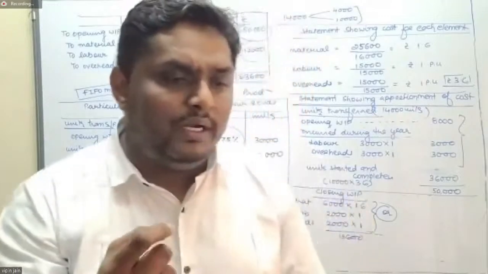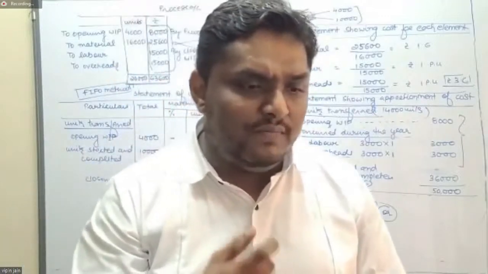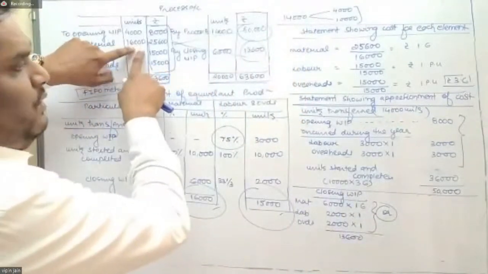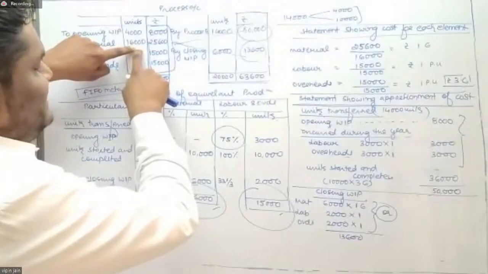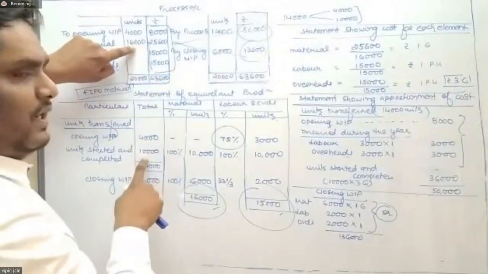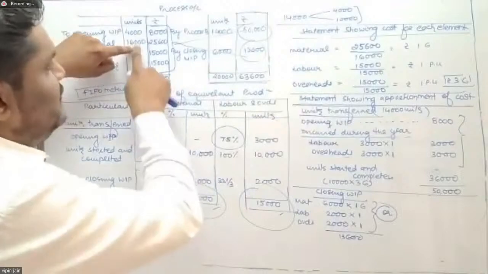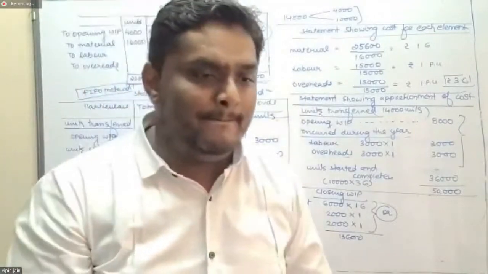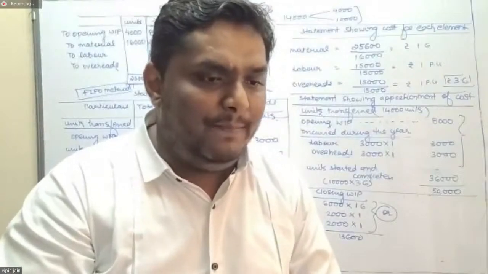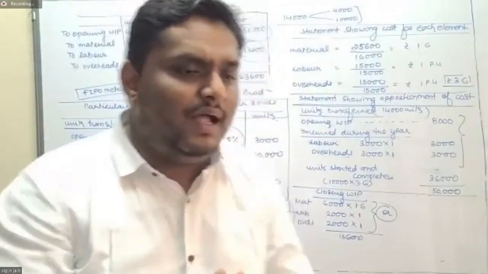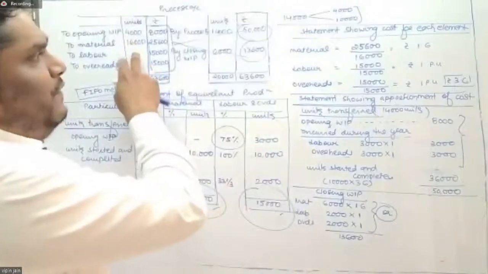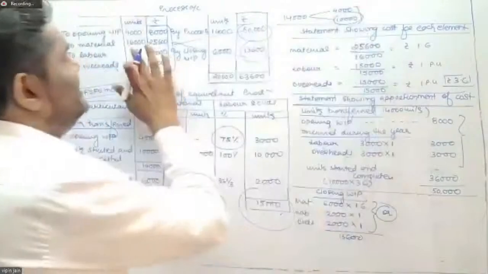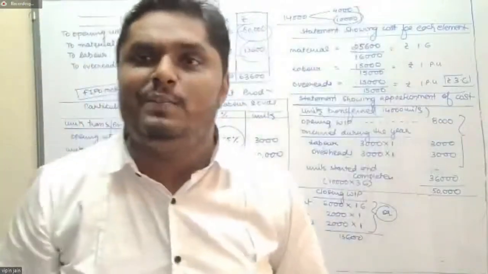Sir, new units introduced is 16,000 in the question. Where did it go? See, out of these 16,000 units, 10,000 were completed and transferred to the next process, and balance 6,000 units are still in process. I repeat again, dear Mr. Siddharth, out of these 16,000 units, 10,000 were transferred to the next process, and balance 6,000 units are still in process.